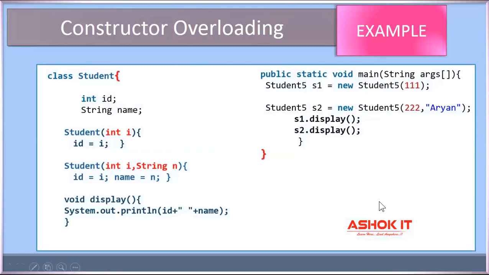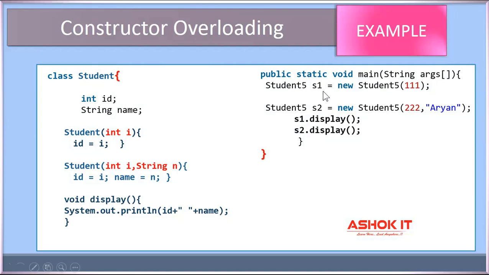So here is a simple example. In the class Student, we have a parameterized constructor with only a single parameter, int i, which is assigning a value to the ID variable of the class. And then we have another constructor which has two parameters, int i and String n, which is assigning values to both the data members or variables of the class. And then we have a member function or method display which prints ID and name.